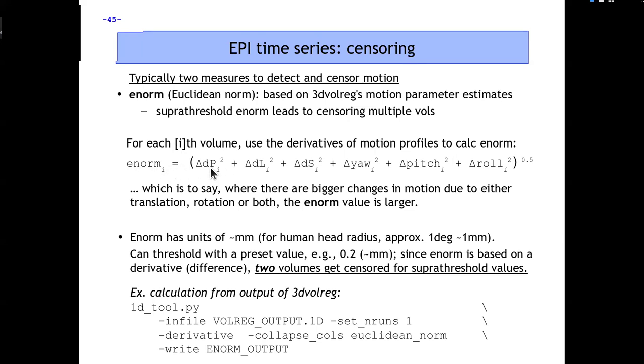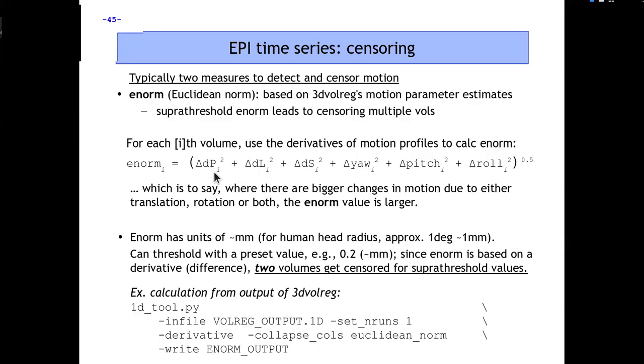So we calculate this at time point 1, how much it was changing at time point 2, at time point 3, and we get a history of how much, as an omnibus single measure, this was changing. We call that enorm. It's the Euclidean norm of the motion parameters. Square root of sum of squares is how distance is calculated.